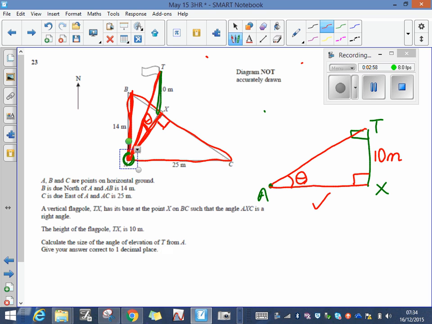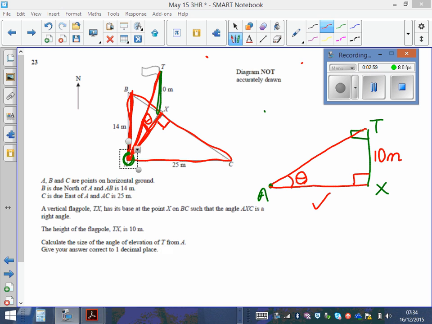Now I can see what's not going to help very much. If we look at the big triangle, triangle ABC, and I found the length of BC, which a lot of you did, that's not going to be particularly helpful. I've got this one, 25 meters, and I should know that in order to do right angle trigonometry, this is the one I want to find, AX. I need to know the length of one side and one angle in the triangle in order to find another length.